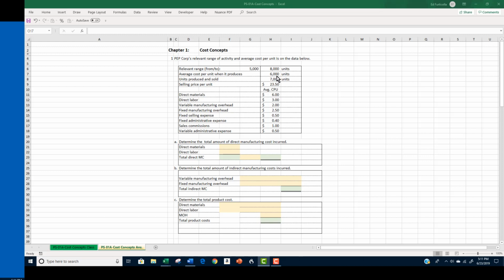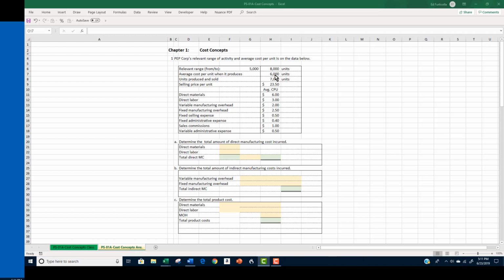This piece of information is key to understanding all fixed expenses. When dealing with fixed costs, the total amount will equal the 6,000 units times the average cost per unit provided. The amount will not change with changes in the level of activity because it's a fixed cost. On the other hand, the total variable cost will change with the level of activity.